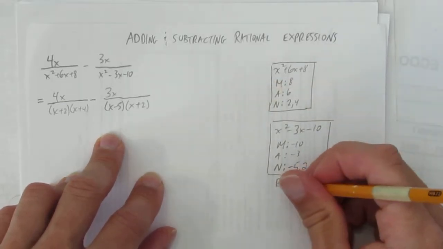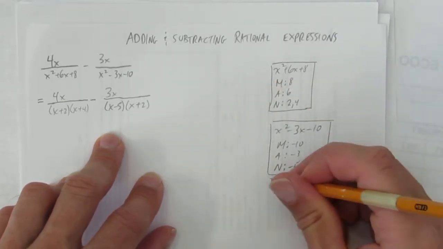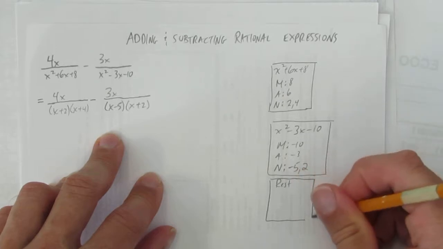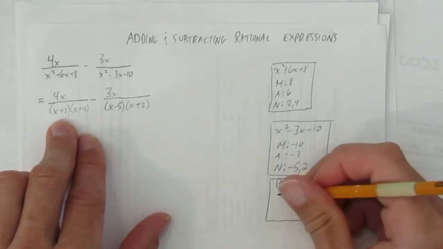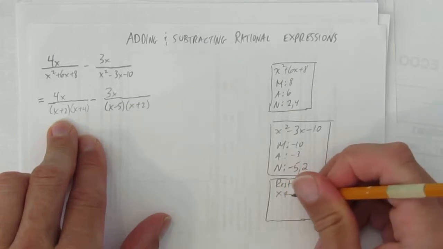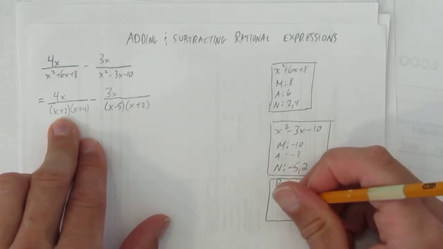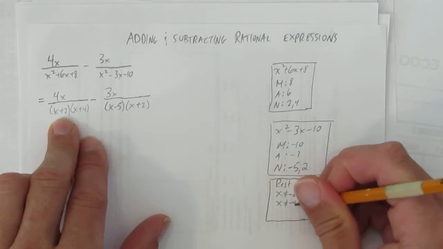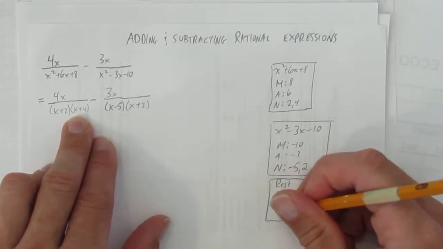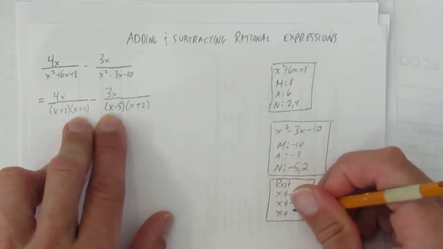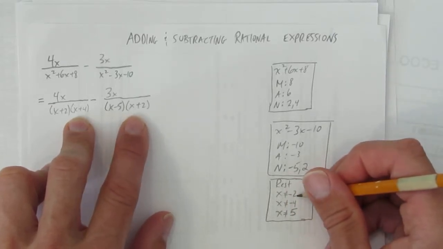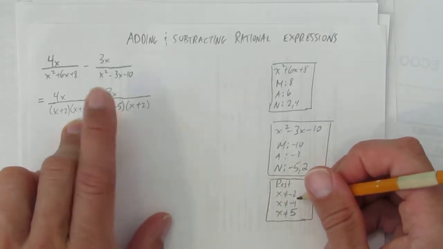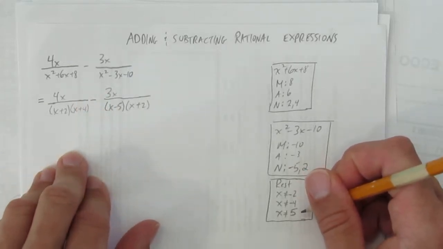Factoring done, the next thing I want to do is record my restrictions. Restrictions are what the denominator can't be. That would be anything that makes the denominator 0. So in this case, x can't be negative 2, that would make this denominator 0. X can't be negative 4, that would make this part 0. X can't be positive 5, that would make this 0. And negative 2, I already got it, so I don't have to record it again. So factor, record my restrictions.